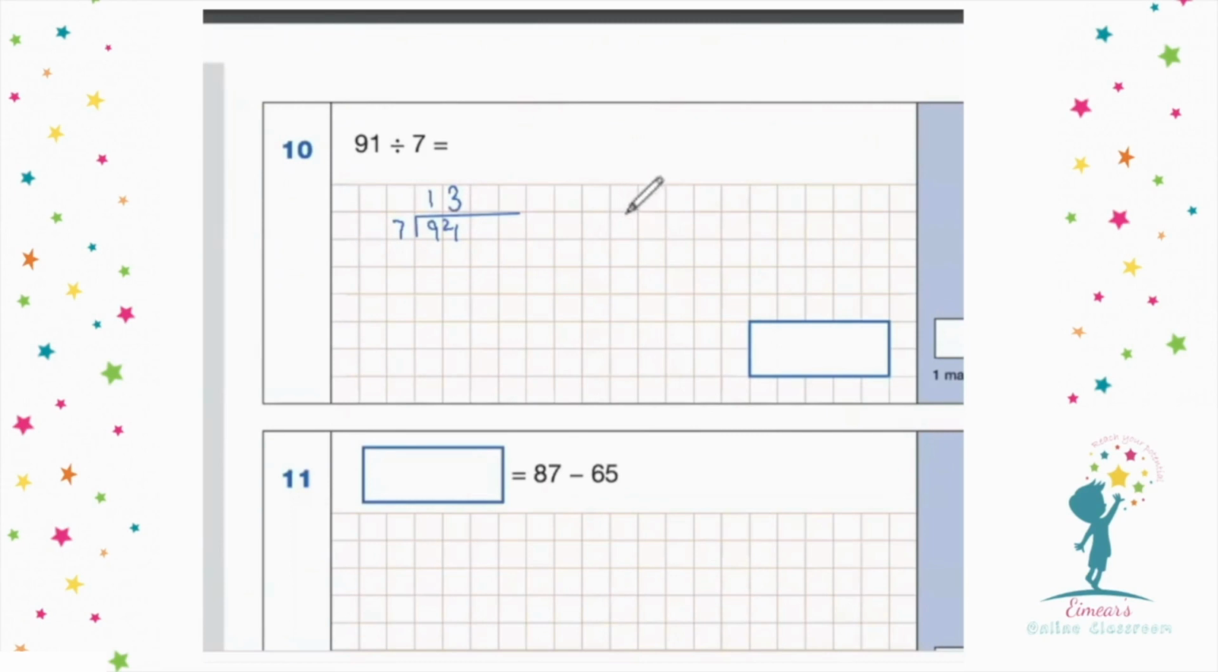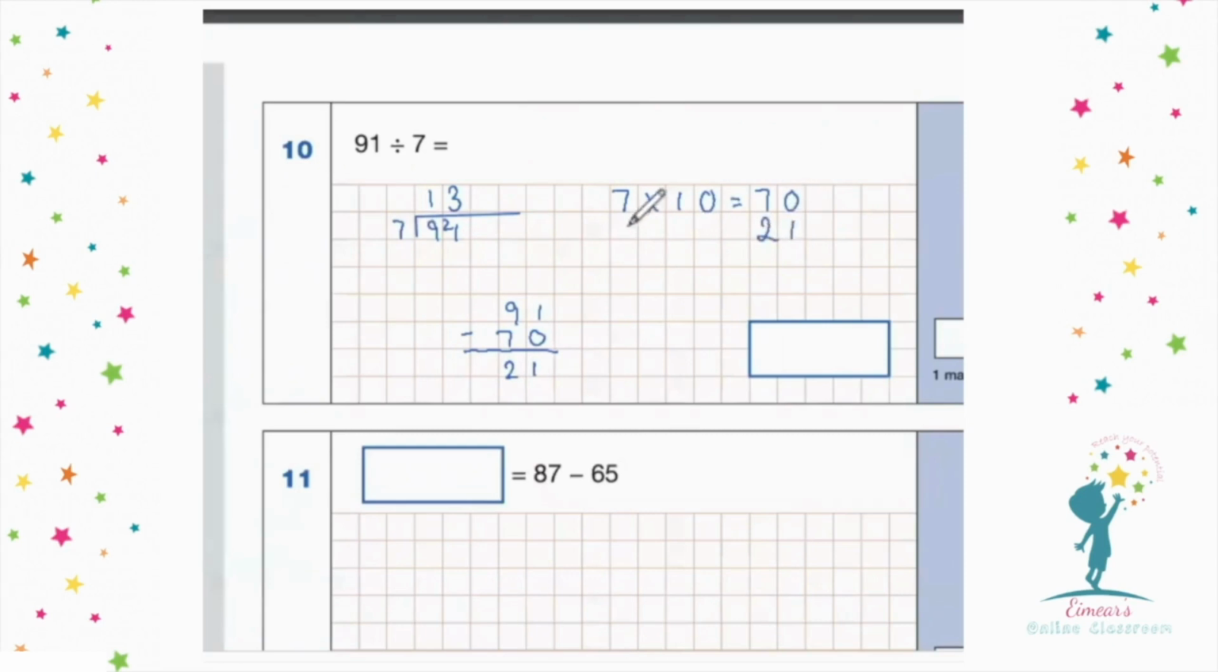If you're not confident doing that, you can do it this way. Let's look at how many chunks of 7 we can get. 7 lots of 10 equals 70. So we can take that away from our number. So 91 minus 70 is 1 take away 0 is 1, 9 take away 7 is 2. It's 21 we have left over.